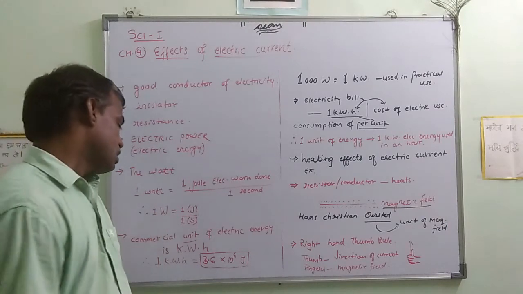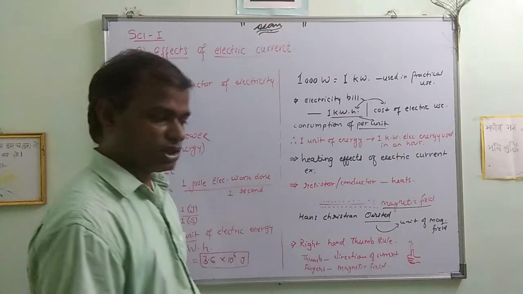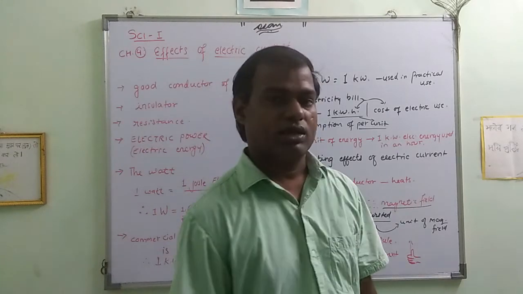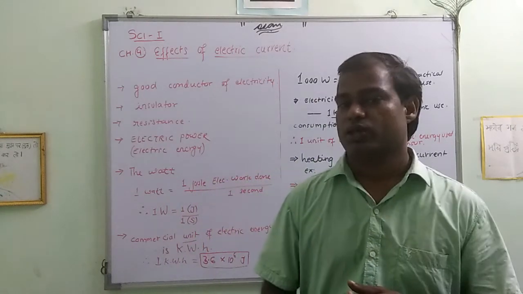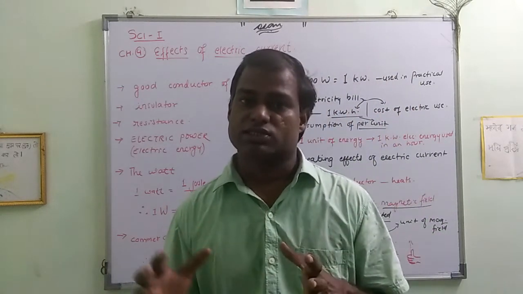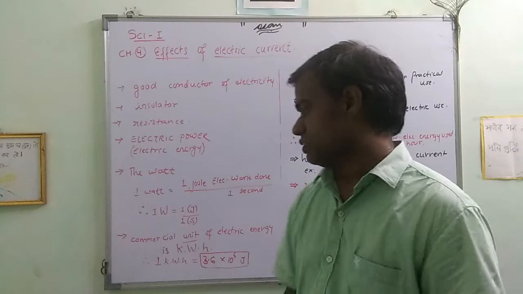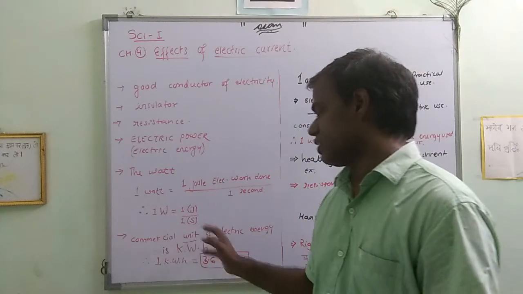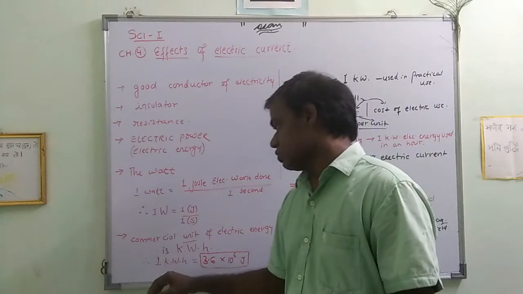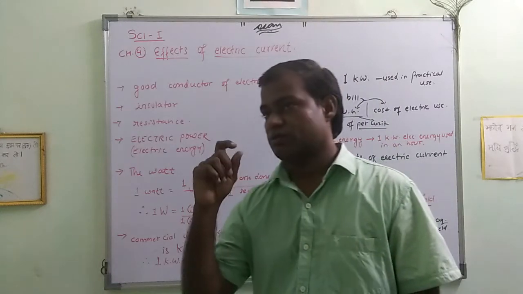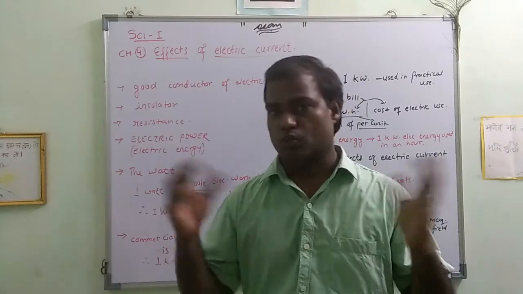Next, commercial unit of electric energy. Now when we are talking about commercial things, commercial means all money related or transaction related in practical life when we use electric current units. So it is not measured in small quantities, it is measured in big quantity, that is kilowatt hour. We cannot take small unit in practical life because the consumption of the energy is more.